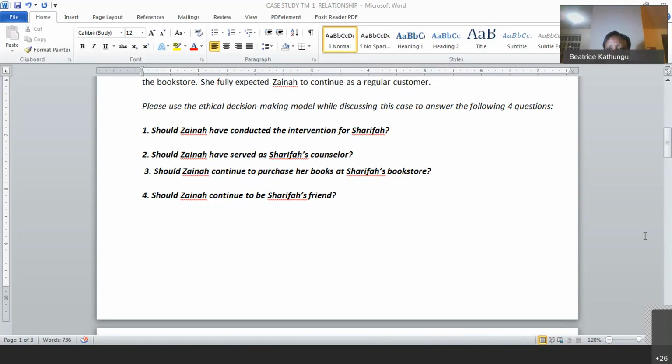Now, I have a question for you and for all of you. Do you think the fact that there were all these multiple relationships prior to their engagement, there would be a risk of contamination of the counseling relationship? And how would Zaina handle that? Or what should Zaina do to still remain ethical?